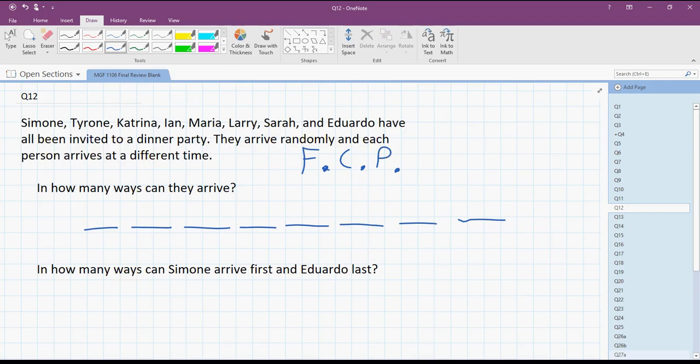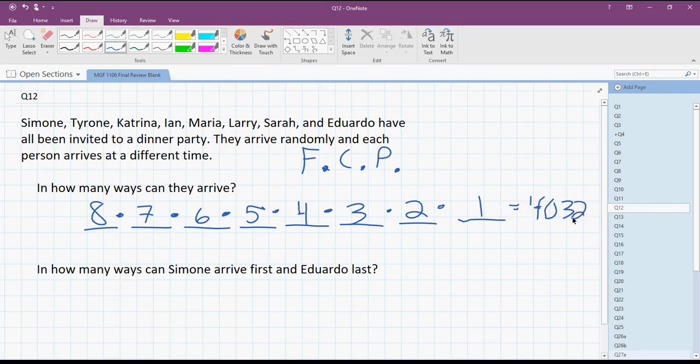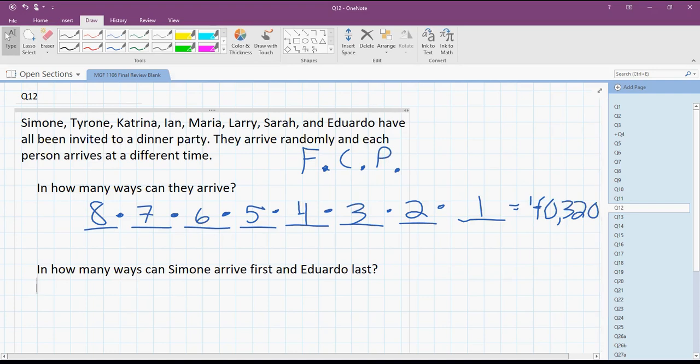How many ways can the first person arrive? 8. Yep. Which is why this is a factorial, because you're looking at the definition of a factorial. You start at your highest number and you multiply all the numbers. 40,320? So there are 40,320 different ways these people can come to the party. Okay? But we're not done. They want to know how many ways can Simone arrive first and Eduardo arrive last.